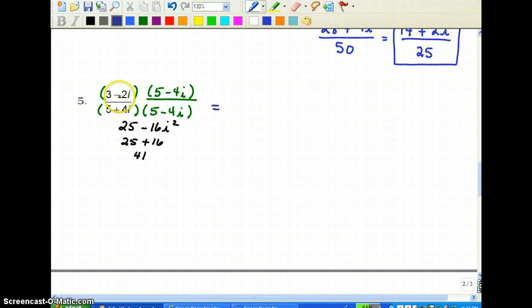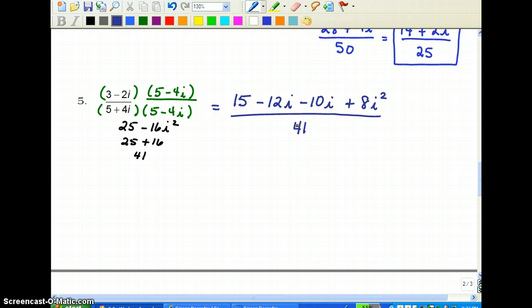On the top, we're going to FOIL. First, 3 times 5 is 15. Outside, 3 times negative 4i, negative 12i. Inside, negative 2i times 5, negative 10i. And last is negative 2i and negative 4i, which is positive 8i squared. Now remember, that's all over our 41.